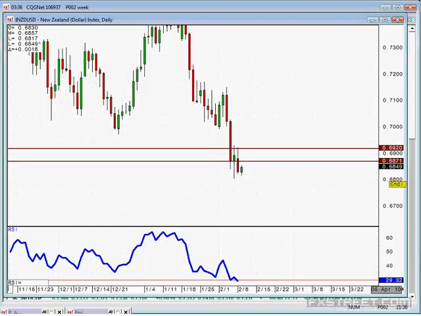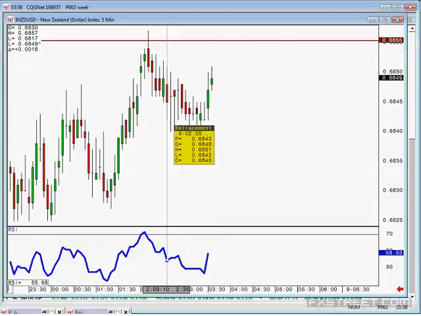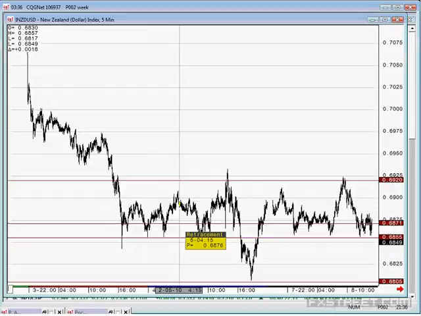Okay, today's levels are 68.55 and 68.05. So if I show you on a 5-minute chart, let's look from yesterday. This is a 5-minute chart.